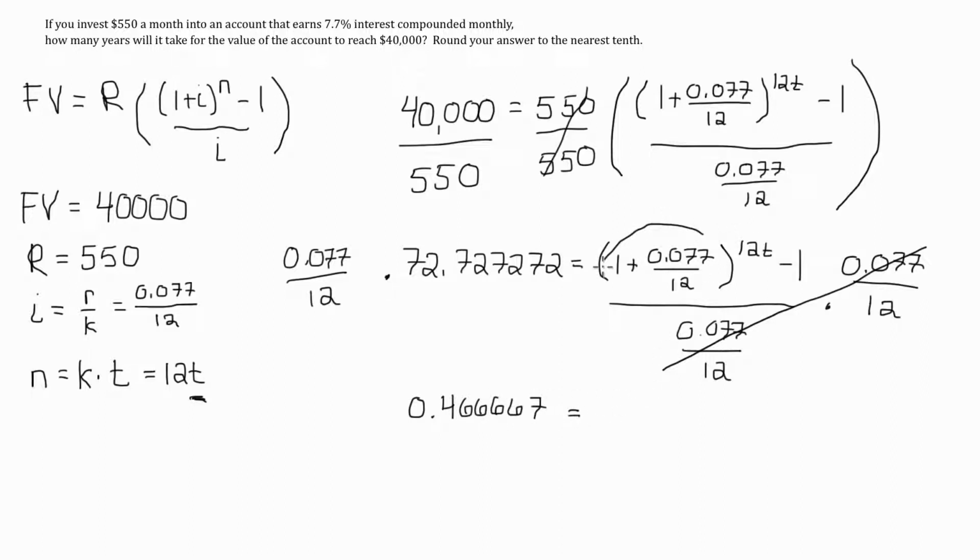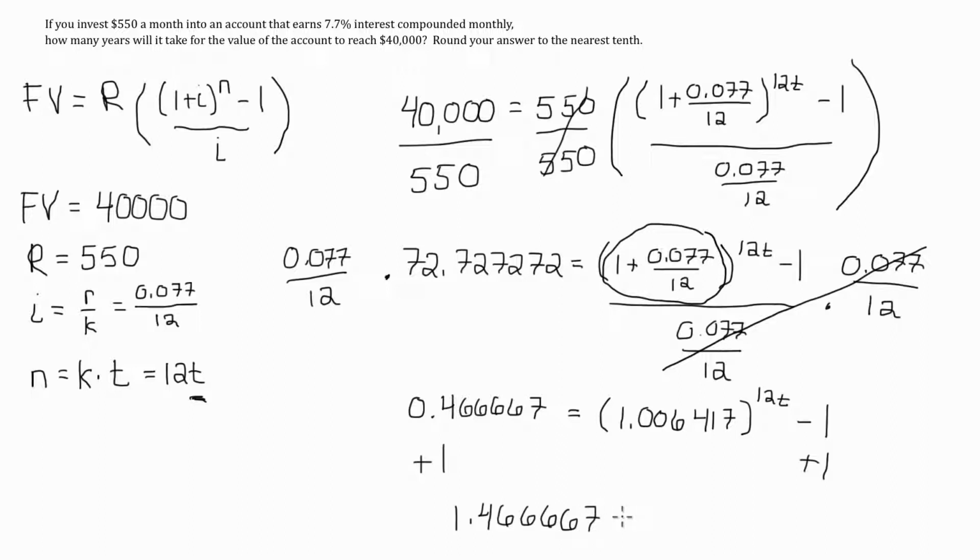Now at this point, I'd also like to maybe simplify this into a decimal, just get it out. And that's going to be 1.006417, okay, to the 12t. And then we have this minus 1. Okay, so that's easy. Again, just add 1 to both sides. So now we're looking at 1.466667 equals 1.006417 to the 12t.